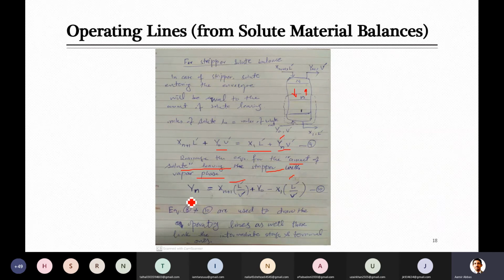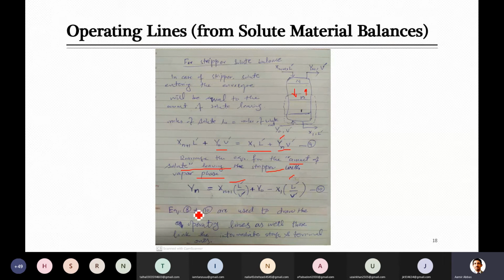And in this equation, in a similar way, this L prime over V prime, when you combine these two terms, is equal to the slope of the line for the stripper. So yn will be equal to xn plus 1 minus x1 multiplied by the liquid flow rate over the vapor flow rate, and both are solute free, plus y naught, y capital.